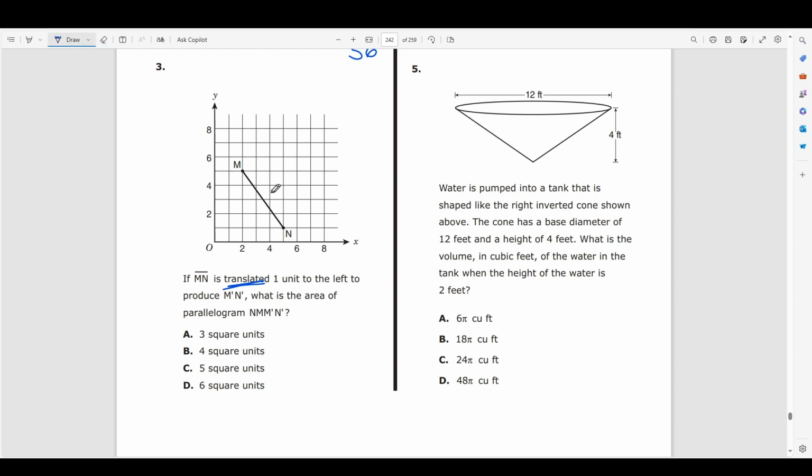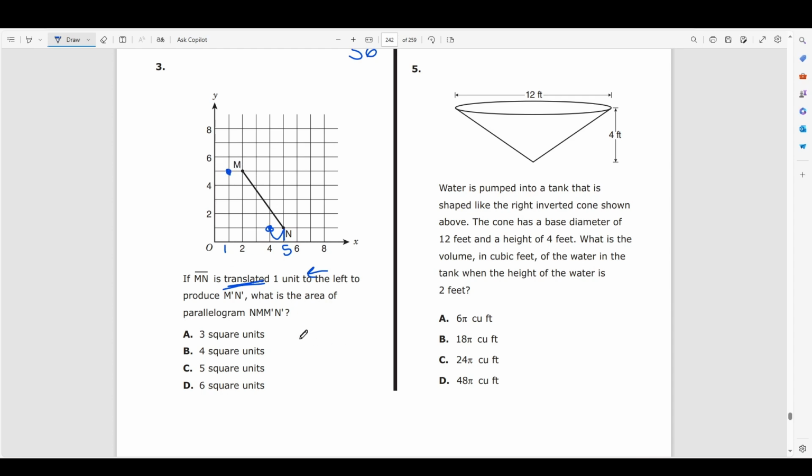In this case, they're asking us to translate it 1 unit to the left. So because I'm going to the left, I'm decreasing my position, so I'm going to subtract 1 from the position of N. Here, N is at x equals 5. So if I want to translate this 1 unit to the left, I move this 1 unit to the left. Now it's at x equals 4, right? Or I just subtracted 1 from the original position. The same thing goes for M all the way up here, right? M originally was at position 2. Now I put it at x equals 1.